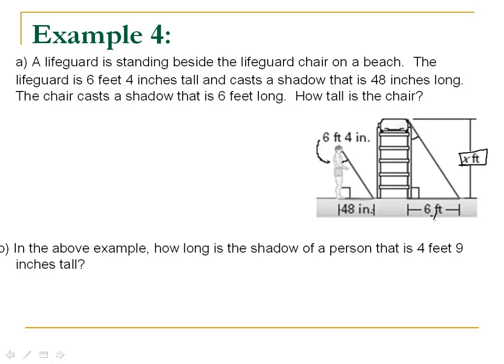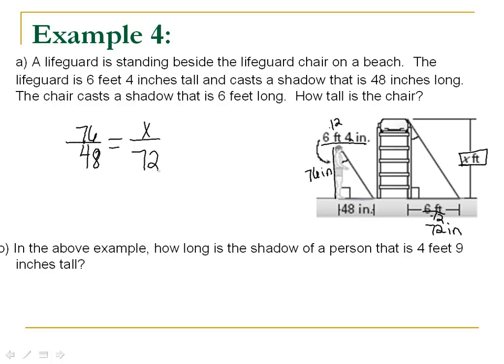So 6 feet, if I multiply that by 12, that is actually 72 inches. So I'm going to use 72 inches for that one. I've got 48 inches here. 6 feet 4 inches, well, 6 times 12, and then adding on your 4 inches, this guy's height is 76 inches. So now I've got all the same units. I can make a proportion. So 76 out of 48, the guy's height over his shadow, equals the chair's height, which we don't know, x, out of the chair's shadow, which is 72.